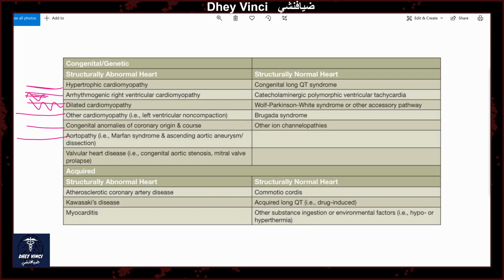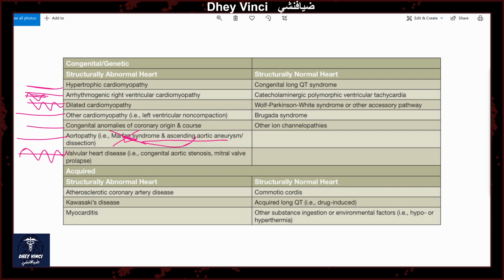Aortopathy like Marfan syndrome, ascending aortic aneurysm. He's obviously not Marfanoid. Marfanoid people are very tall with thin, slender limbs and long, slender fingers and toes. Descending aortic aneurysm is usually associated with Marfan syndrome, so it's not a possibility here. Besides, it's treated surgically. If the patient is not treated, he will die in a matter of a couple of hours, maybe. Valvular heart disease is another possibility, like congenital aortic stenosis or mitral valve prolapse. This is excluded because he's been playing football for 20 years or so.